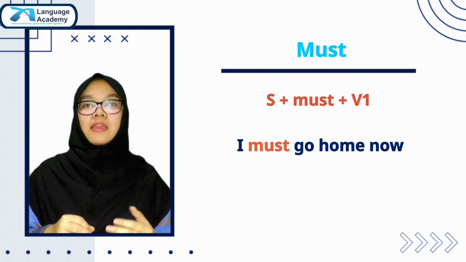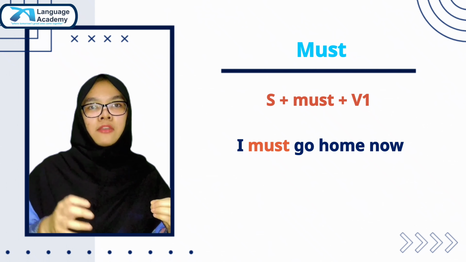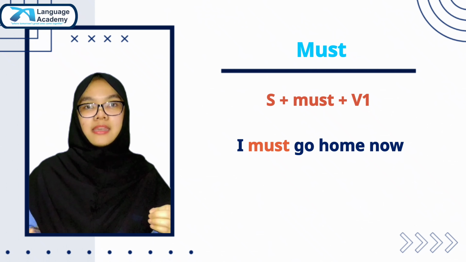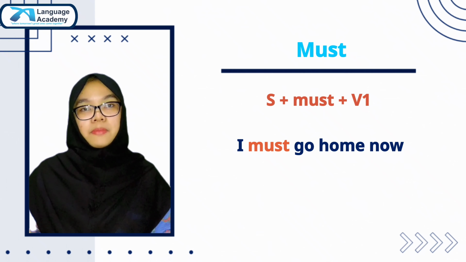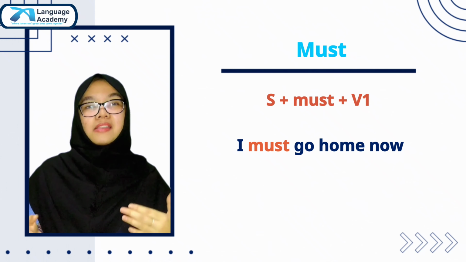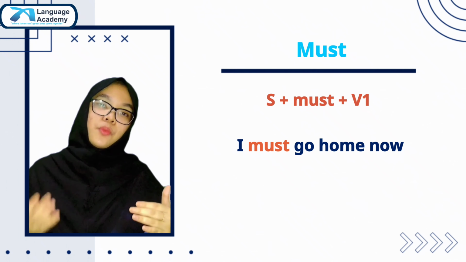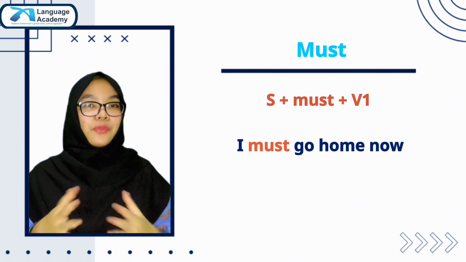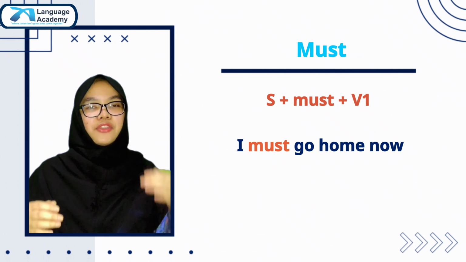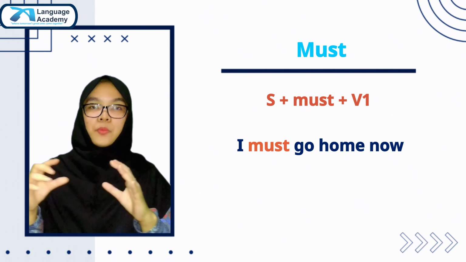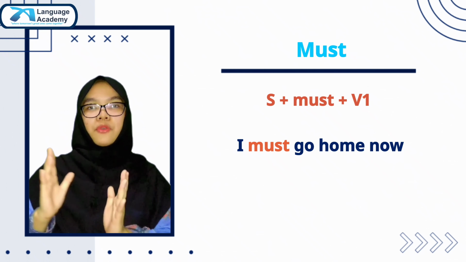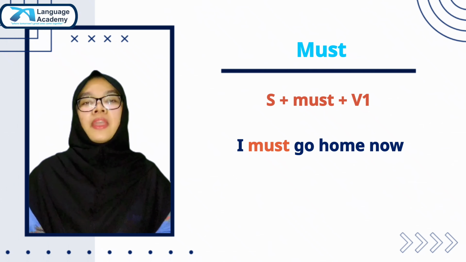Kalau misalnya teman-teman mengikuti must dengan verb bentuk yang lain, then that would be wrong. For example, if you say, I must going home now, no, that's wrong. Or I must went home, that is also wrong. So, again, you have to follow must with verb one. I must go home now, like that.